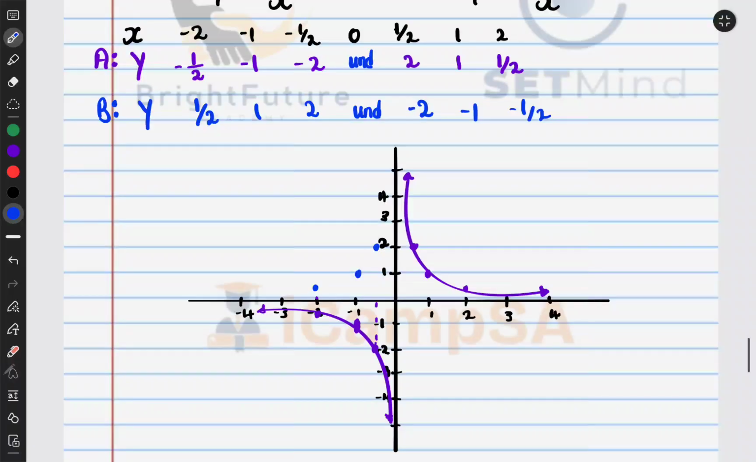And then we have half and -2, and then we have 1 and -1 here, and then we have 2 and -half somewhere there. Let's join our points to form our branches.